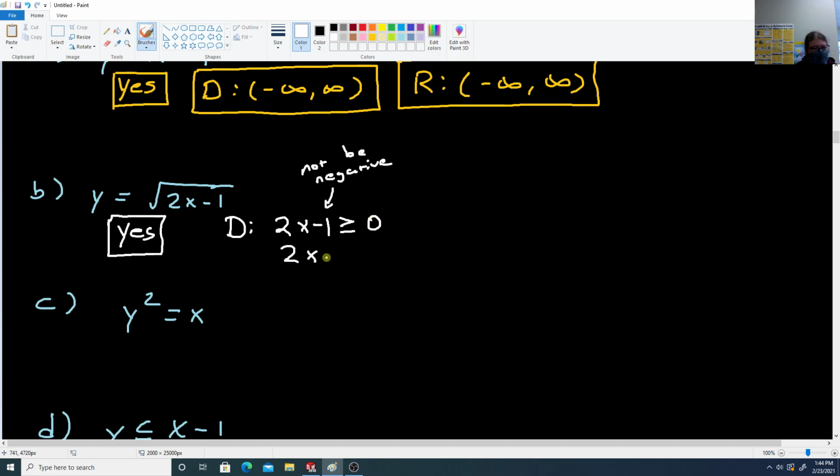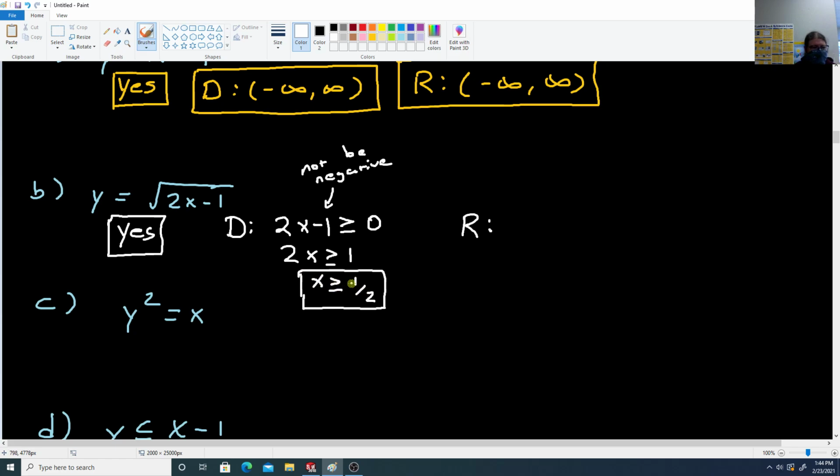Then I can solve this for x, and that'll tell me what x's are okay. So as long as x is bigger than or equal to a half, 2x minus 1 will be positive or 0, and I can take the square root of positive numbers, I can take the square root of 0, and I avoid the situation where 2x minus 1 is negative, which causes square roots of negatives, which causes imaginary numbers.